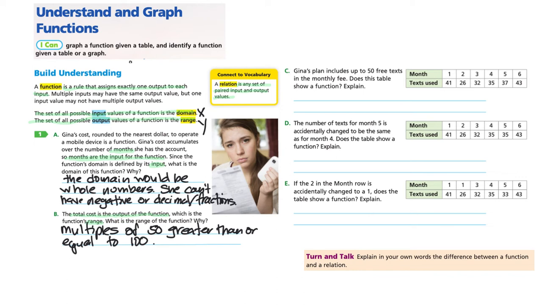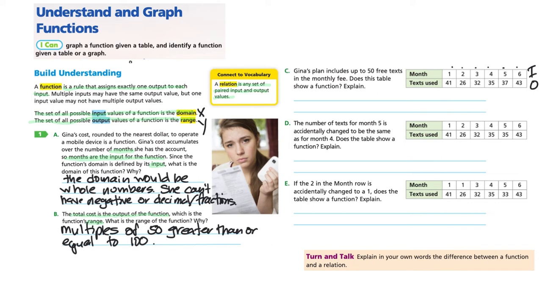All right, let's look at C. Gina's plan includes up to 50 free texts in the monthly fee. Does this table show a function and explain? So remember, let's go back to what is a function. It's a rule that assigns exactly one output to each input. So these are the inputs and these are the outputs. There's no repeat here. For month one, it's 41, month two is 26, three is 32. Those are the texts that she used each month. She may use the same number of texts in a given month that she did before, but that's okay. It's just that none of these inputs can be repeated with a different output.